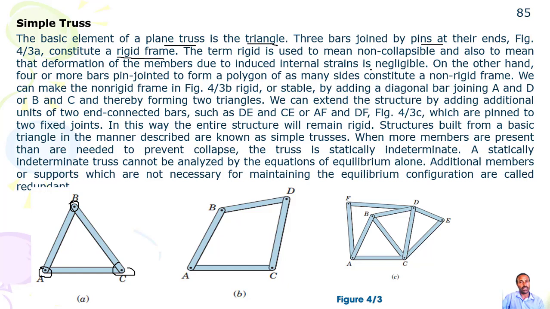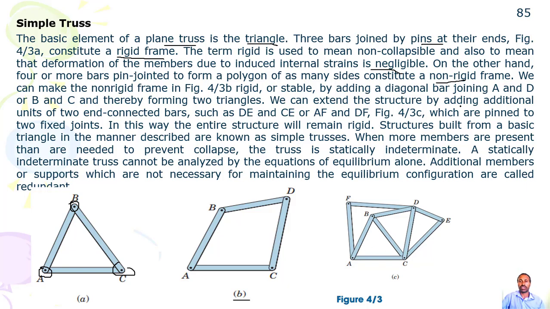And the term rigid is used to mean what? Non-collapsible structure. On the other hand, 4 or more bars pin jointed to form a polygon, as in case B, which is a quadrilateral, and as many sides constitute a non-rigid frame. We can make a non-rigid frame, for example, such type of structure.